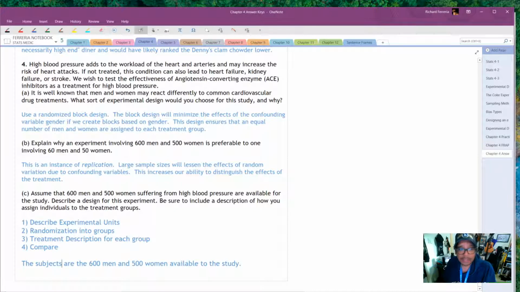Assuming that this isn't a glaring mistake, and there's nothing wrong with the way this is written, don't go beyond the 600 men and 500 women, and don't use less than the 600 and 500. They put those numbers there for a reason. So, next we're going to randomize into groups.